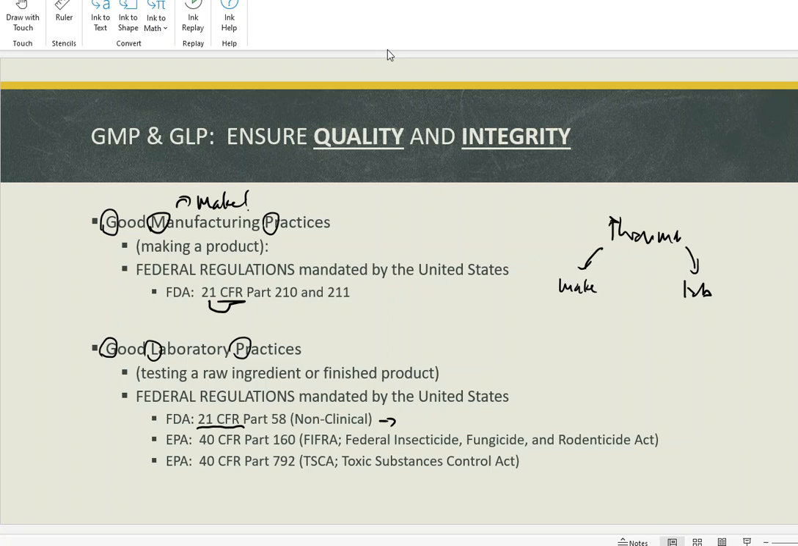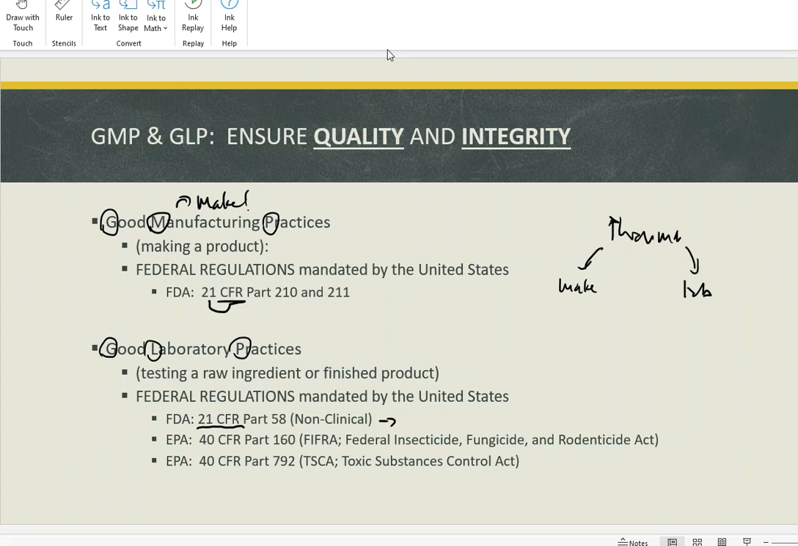However, most of us are not going to find ourselves in a clinical lab. Most of us are going to find ourselves in pharmaceutical, environmental, forensics, or something like that. And if so, those are deemed non-clinical. So Part 58 is really the part that we pay attention to the most as a graduate of the program and a future employee of a company.